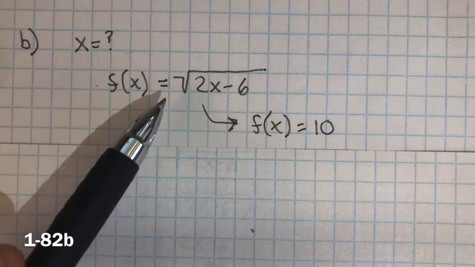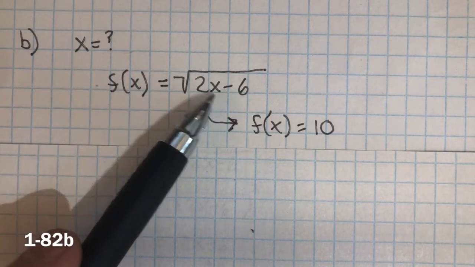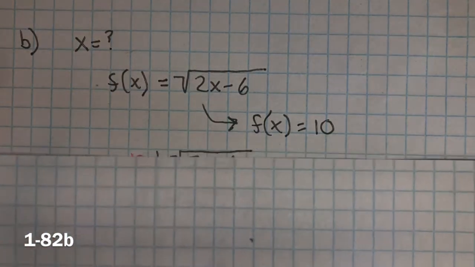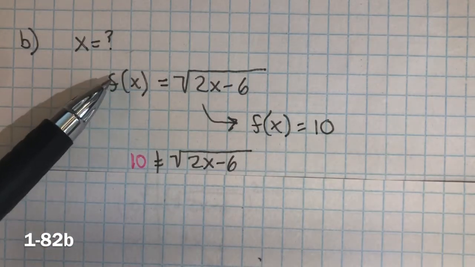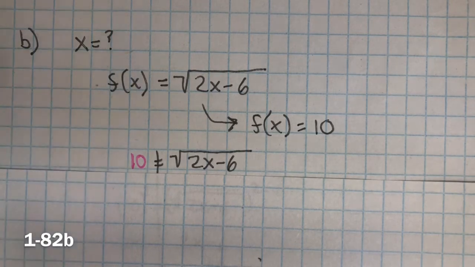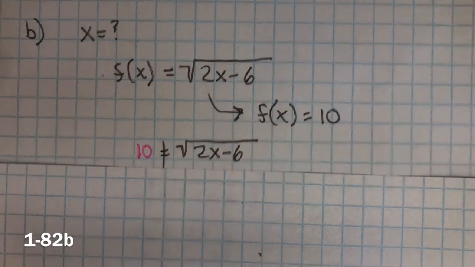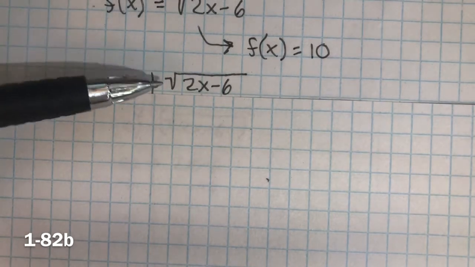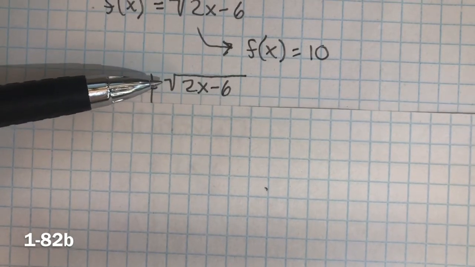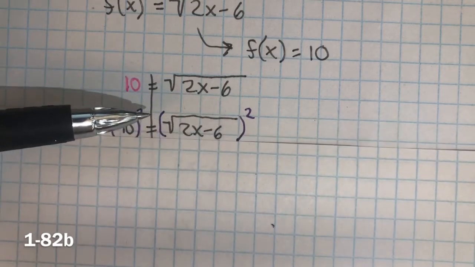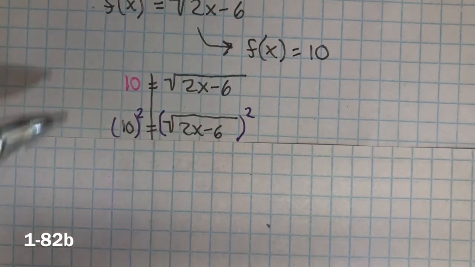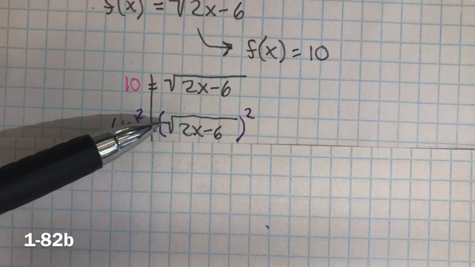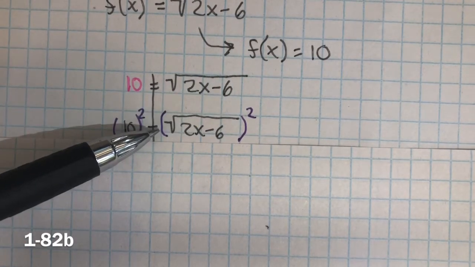So we have f of x equals the square root of 2x minus 6. So we know what f of x equals. Instead of f of x, we're going to substitute 10. Now we're going to go ahead and solve for x. And here we have the radical sign. The inverse of taking the square root is squaring. So these will actually cancel out. They undo each other. They're inverse operations.